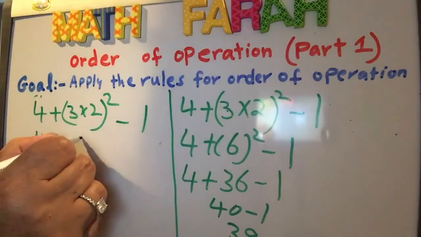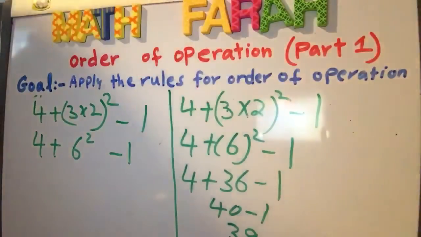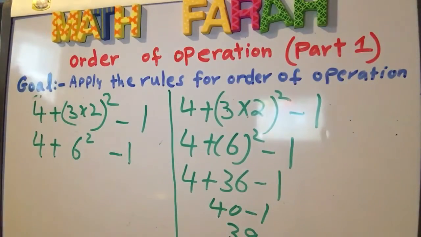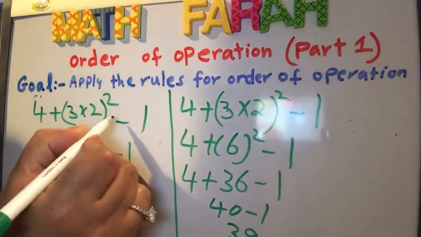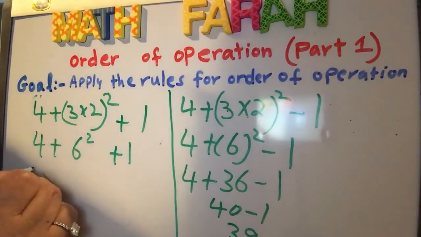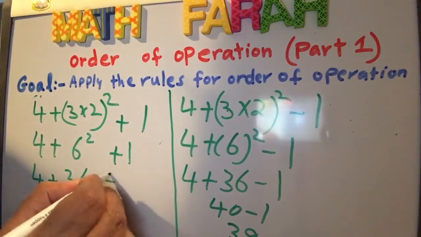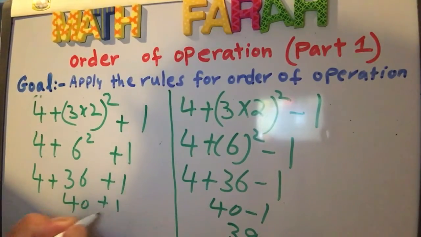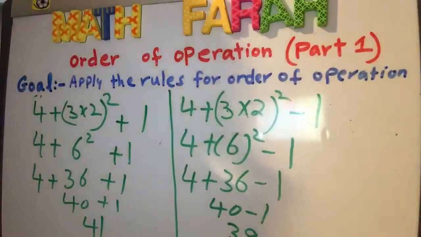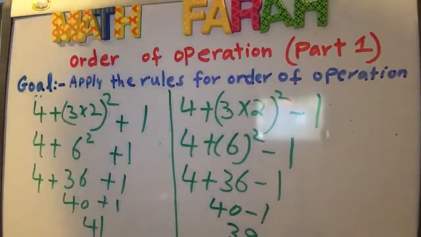3 multiply 2 is 6, squared is 36. This time there is a plus 1, okay? So 4 plus 36 plus 1. So 40 plus 1 is 41. So our answer is 41. Great. Awesome. So now move to the next question.